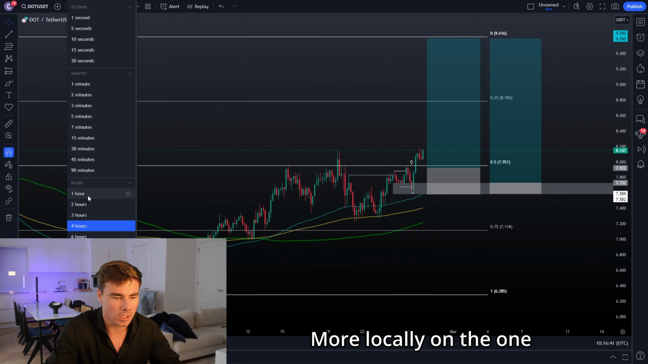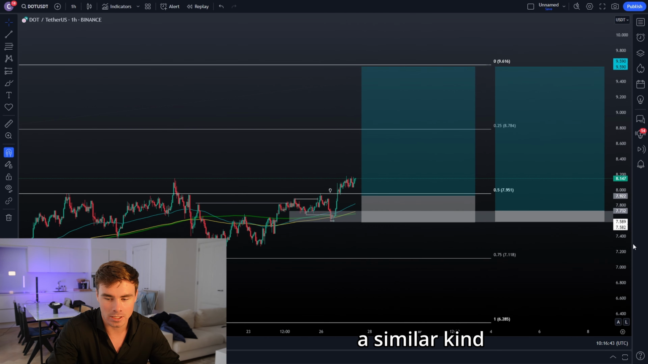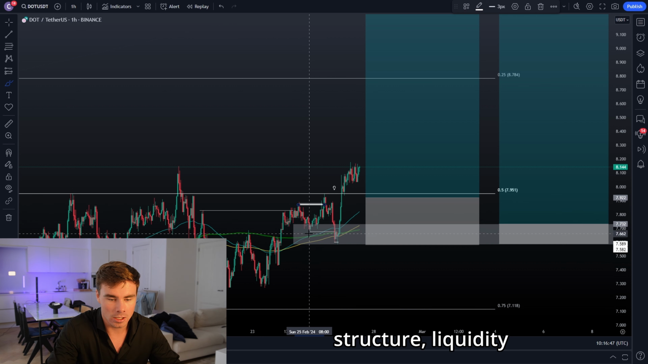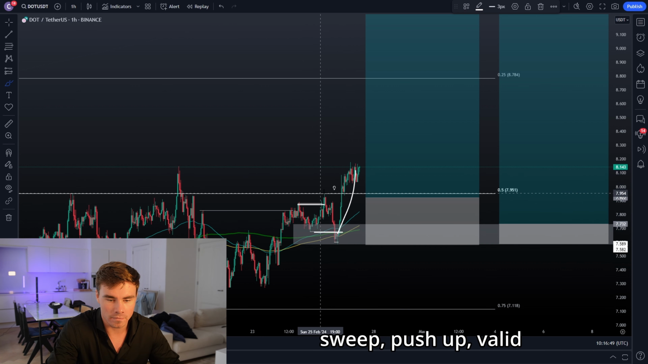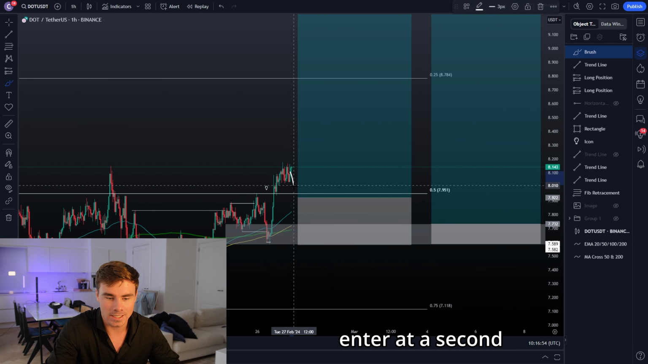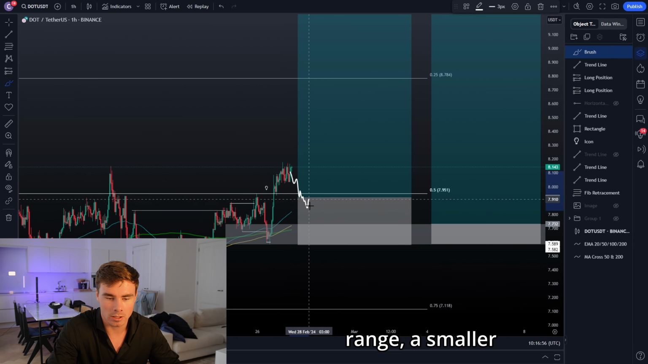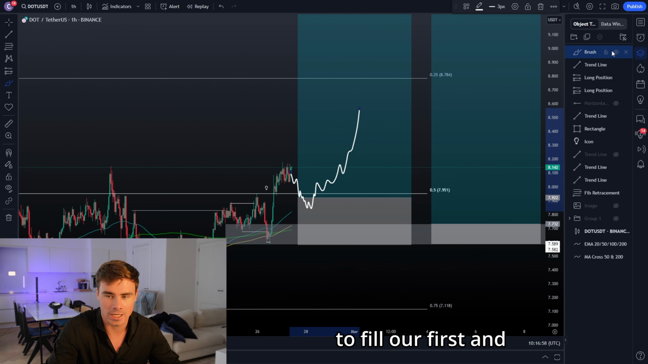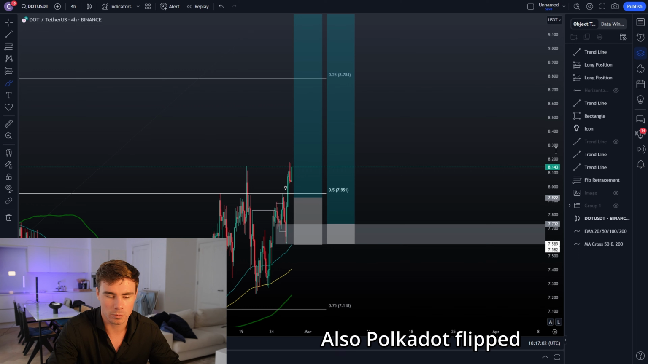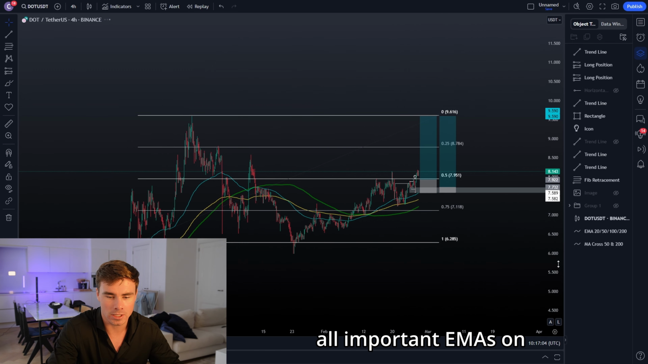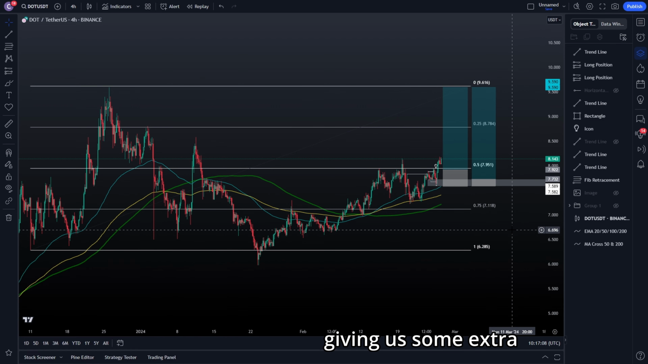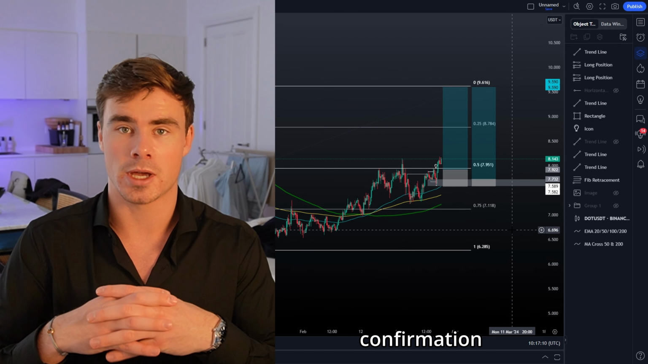More locally on the 1-hourly time frame, we see a similar kind of price action. We see a fake break of structure, liquidity sweep, push up, valid break of structure. Now we are looking to enter at a second deviation of the mid-range, a smaller deviation looking to fill our first and hopefully also our second order before an expansion towards the upside. Also Polkadot flipped all important EMAs on the 1 hourly, 2 hourly and 4 hourly time frame, which is giving us some extra confluence and confirmation for this trade.